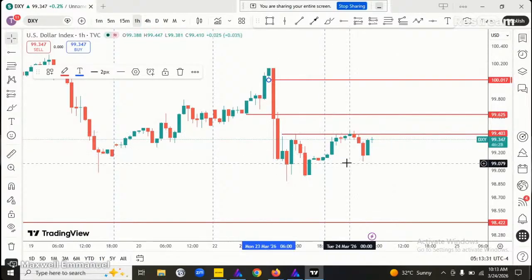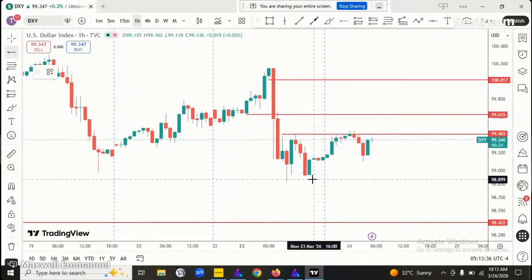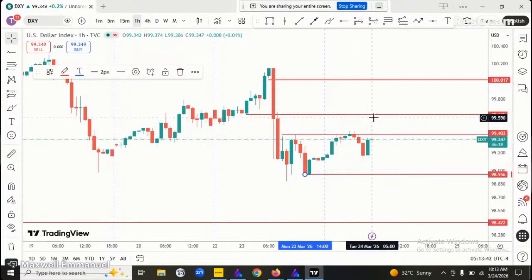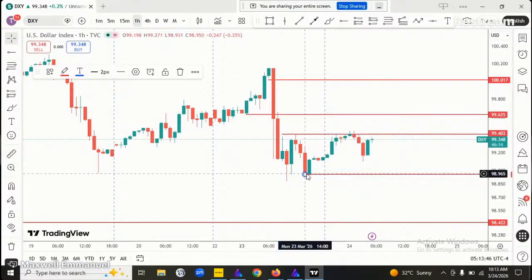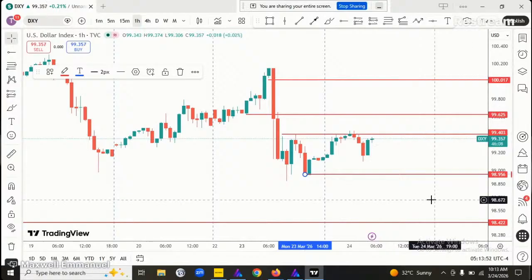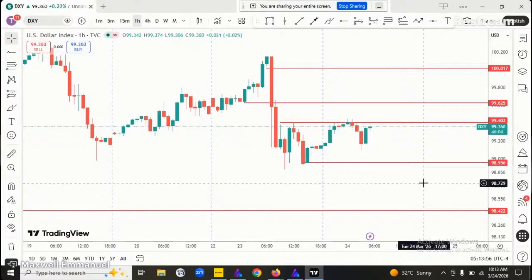You can see on 1 hour, the market has been in a range. So we had the low of this range and we have the high of this range. The breakout from the high means they're coming to fill these fair value gaps. The breakout from this support or this low of the range indicates a continuation of the bearish move on the dollar. I hope that is clear.